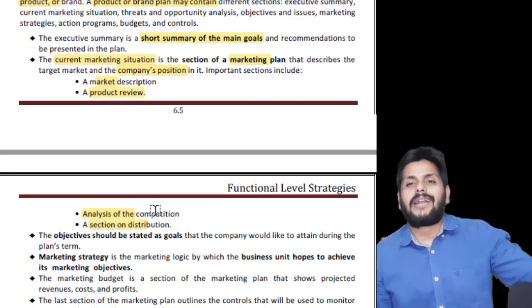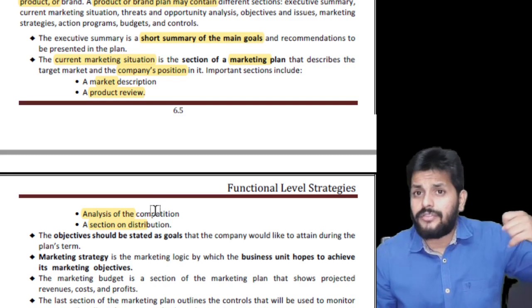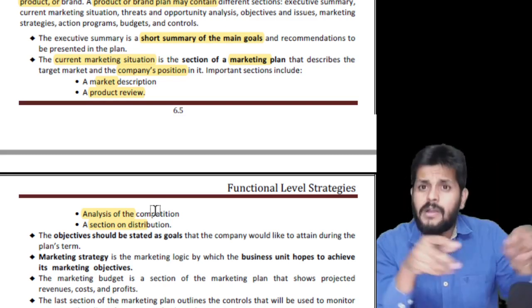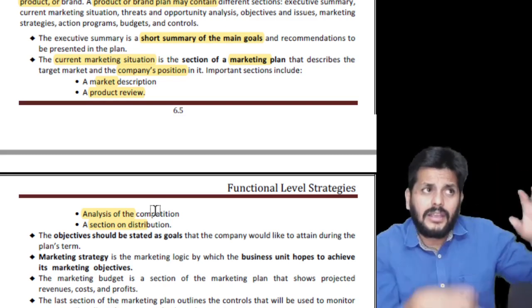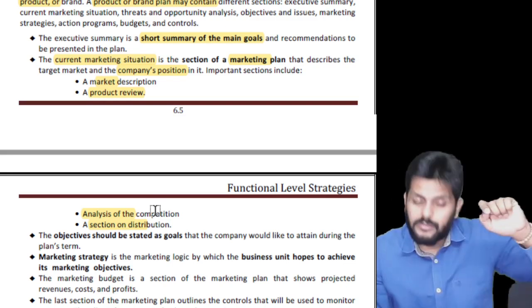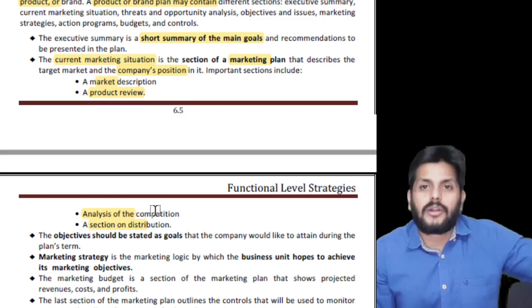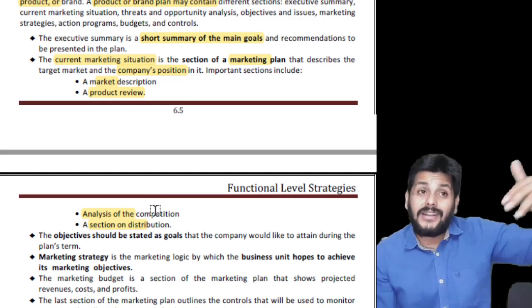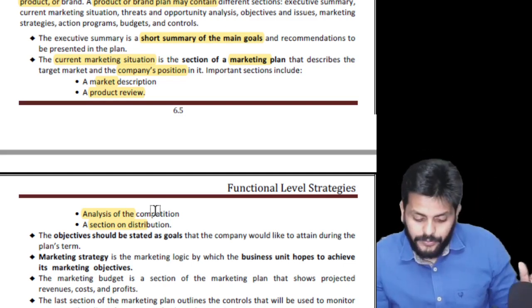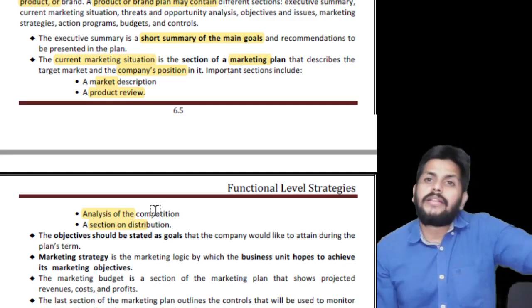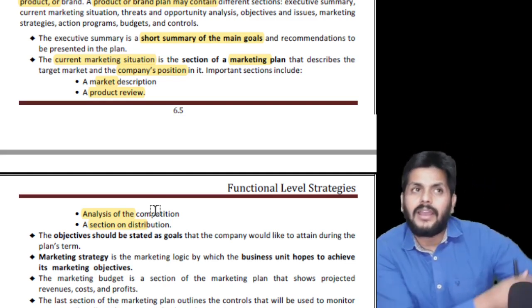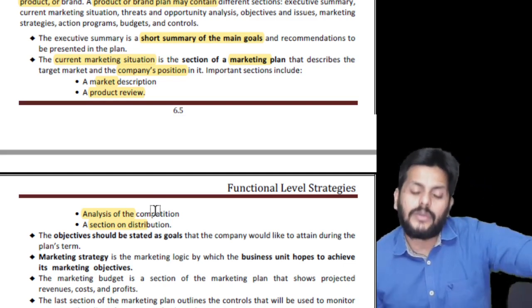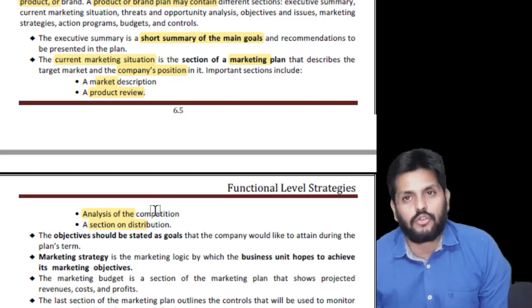One, a market description. In the beginning of the session, I told you to target your market. After segmenting the market, find out who your target market is. That is market description. Two, what's your product? A product review. Who's your target market? What is the product? How did it serve their purpose? Who are the other ones who are doing the same thing? Analysis of the competition and how you are reaching out to customers. A section on the distribution.